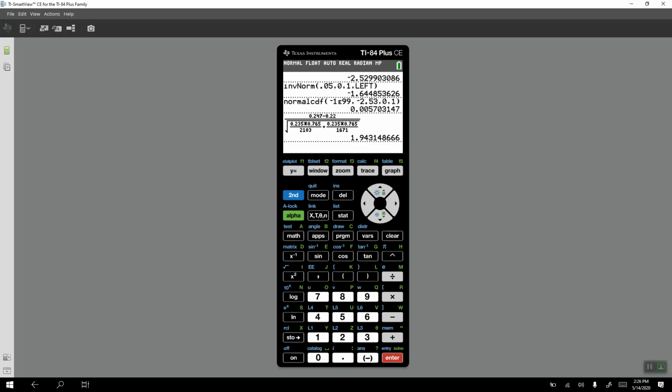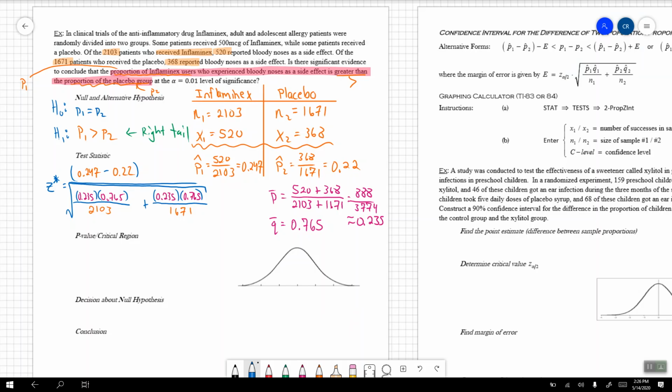So we're going to go back really quick, and we're going to make sure we write that down. All right, here we are. So we're able to then get a test statistic of 1.94. So again, there's our test statistic.